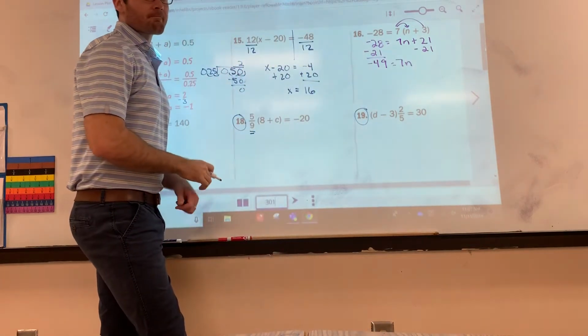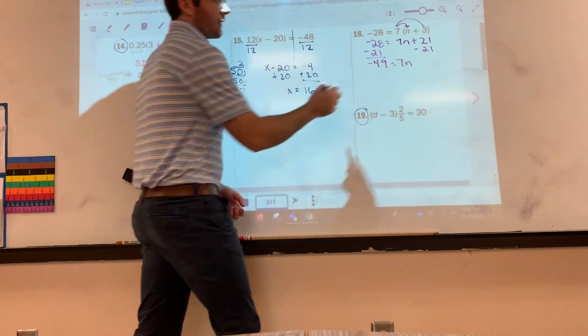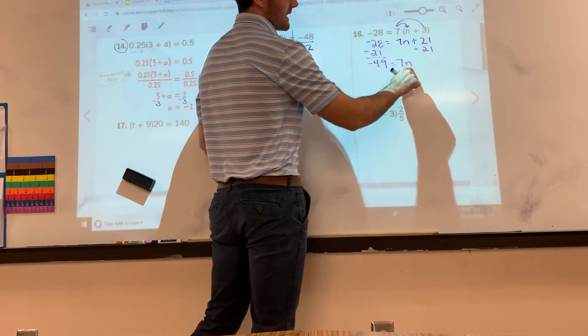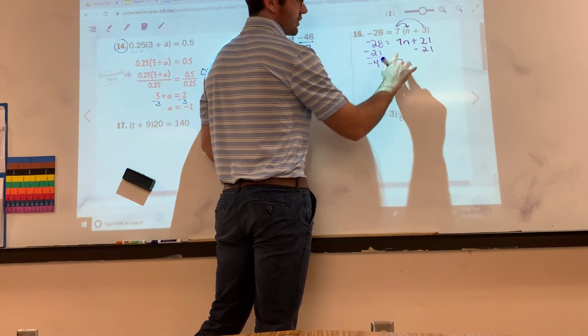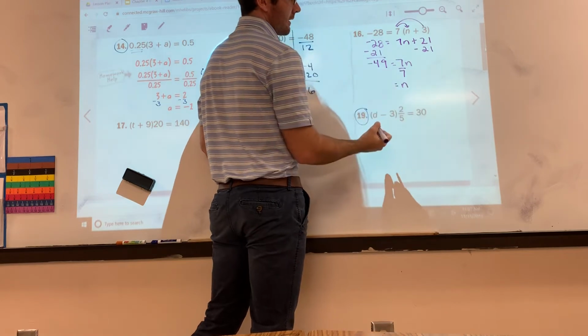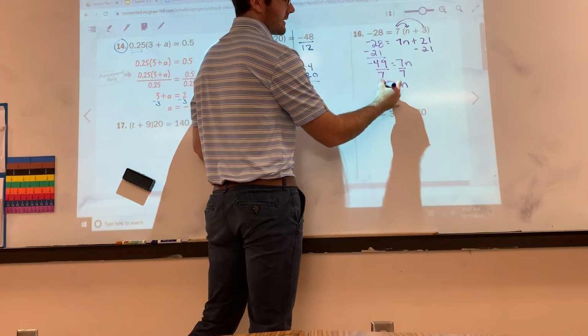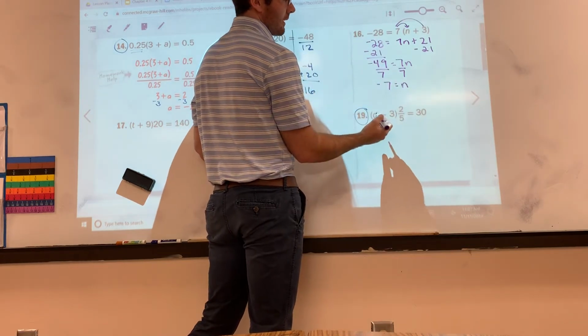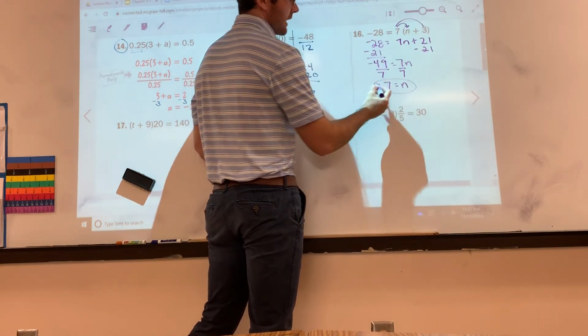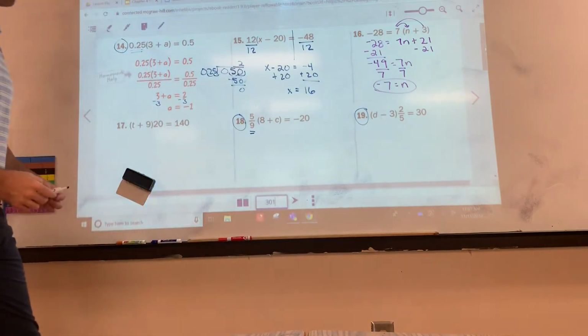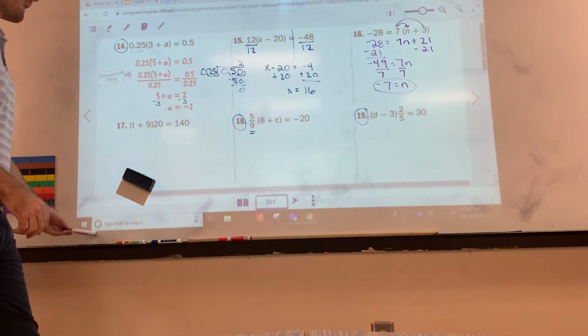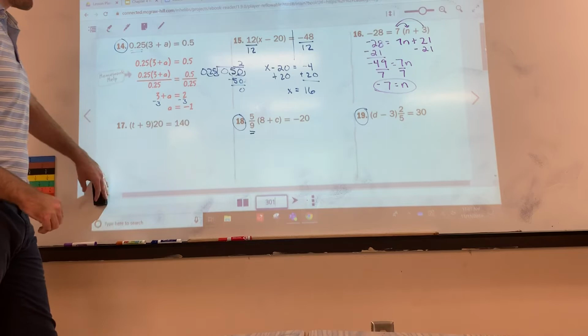All right? Now I divide by 7 because this is 7 times n. So I'm going to divide by 7 to get just 1n, and divide by 7 on this side. Negative 49 divided by 7 is negative 7. So negative 7 equals n. Okay, I'm going to leave this one for you to do on your own.